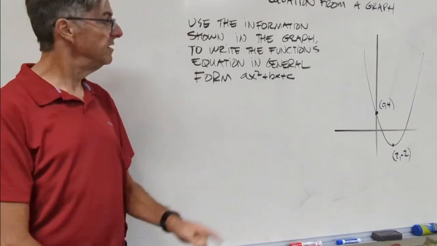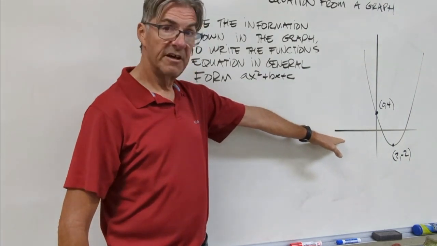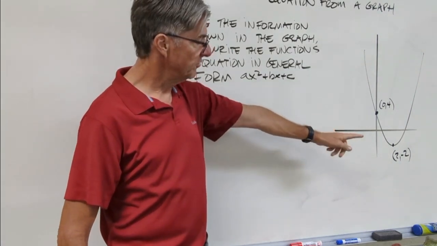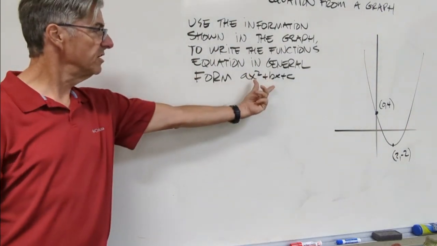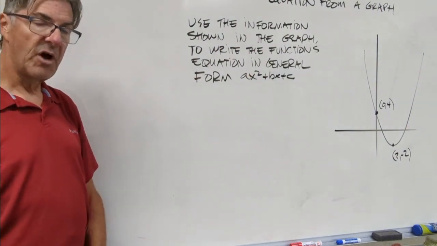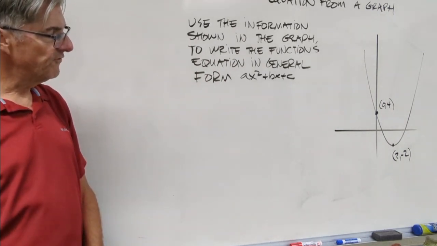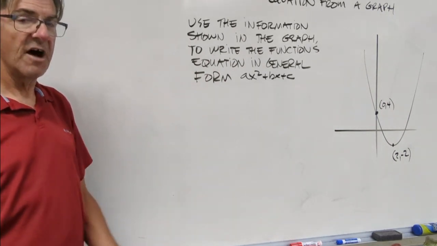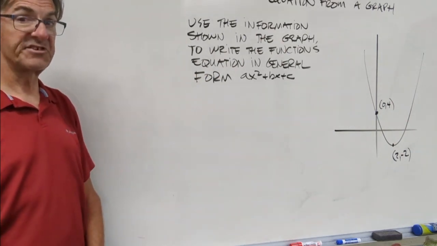Let's do another one. Same prompt, different graph. And now this graph gives us different information. We have the vertex and the y-intercept. So again, we're shooting for general form. So I want you to pause the video and think about what you're going to do as your first step with that graph. Often that's the hardest part of these problems. You've got to figure out where you're going to start.